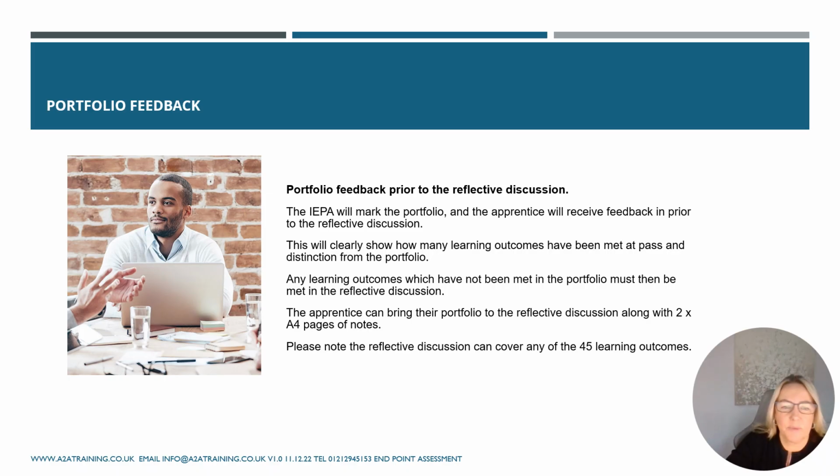The independent endpoint assessor will mark the portfolio and the apprentice will receive feedback prior to the reflective discussion. This feedback will clearly show how many learning outcomes have been met at pass and distinction level, and any learning outcomes not met in the portfolio will then be covered in the reflective discussion. The apprentice can bring their portfolio to the reflective discussion along with 2 A4 pages of notes. The reflective discussion can cover any of the 45 learning outcomes, even if they have been met in the portfolio.